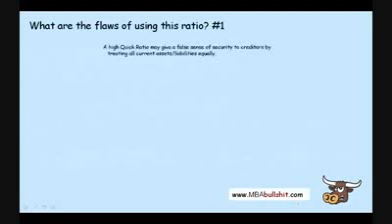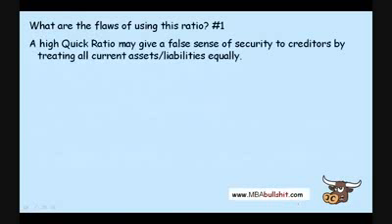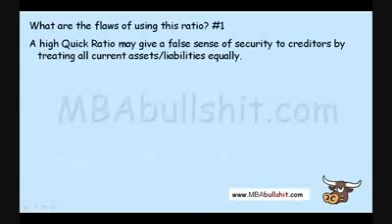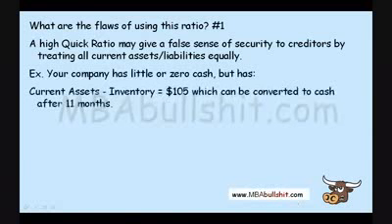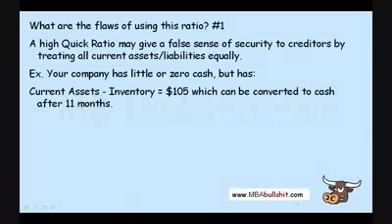Okay. Now, what are the flaws of this ratio? The first flaw is that a high quick ratio may give a false sense of security to creditors by treating all current assets and liabilities minus inventory equally. So, for example, your company has little or zero cash but has quick assets worth $105, which can be converted to cash after 11 months. So let's say all your current assets less your inventory equals $105, for example.